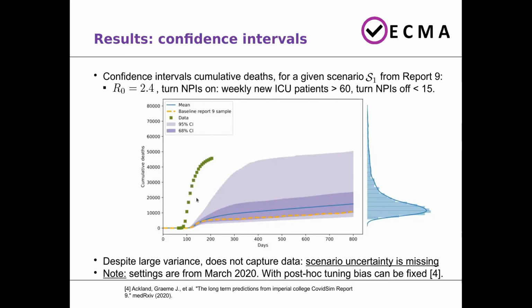That said, it is still possible to fit CovidSim to the data. And actually this paper over here by Ackland did that. So you can tune the model such that you can fit this data, but then you need to change the R0, and you need to change the initial condition. So what we're trying to say here is that, especially in the beginning, if you don't know much yet about the disease, the scenario uncertainty is quite significant.